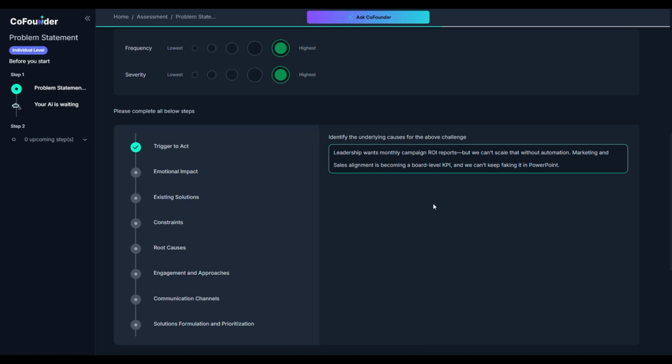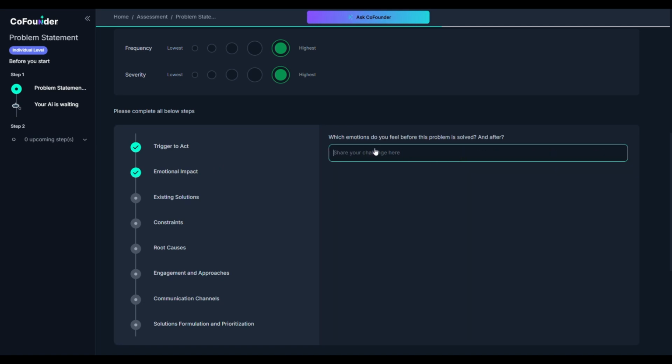This is where Alex makes it clear. The cost of doing nothing has become too high. Emotional impact? Before this gets solved? I'm overwhelmed, reactive, and constantly firefighting. If this were automated, I'd feel in control again. I could focus on strategy, not spreadsheets.